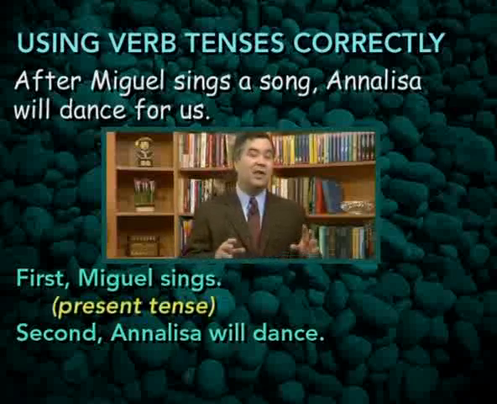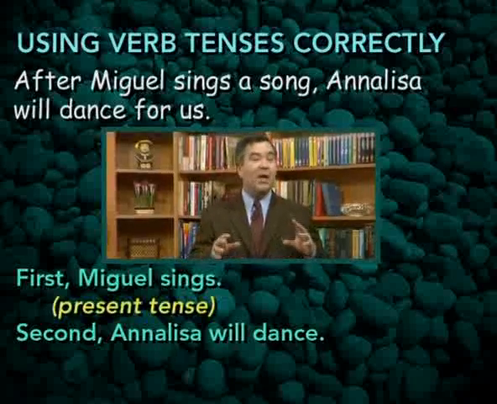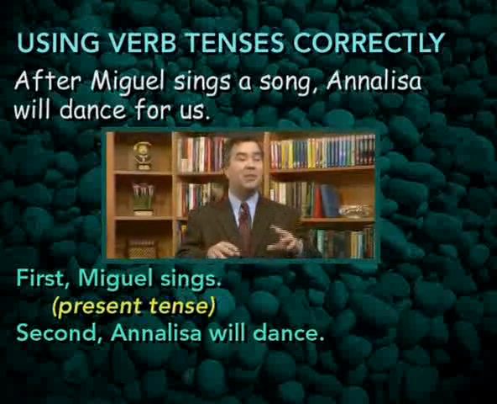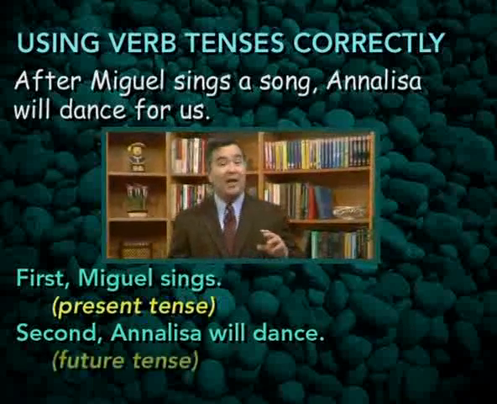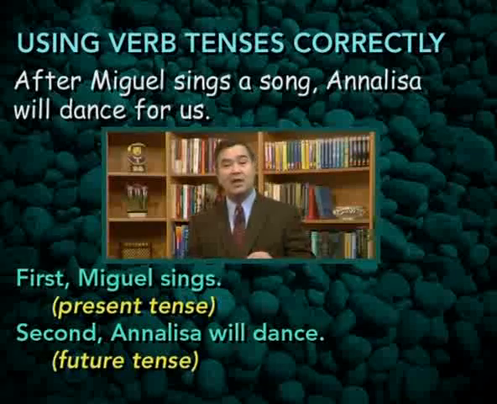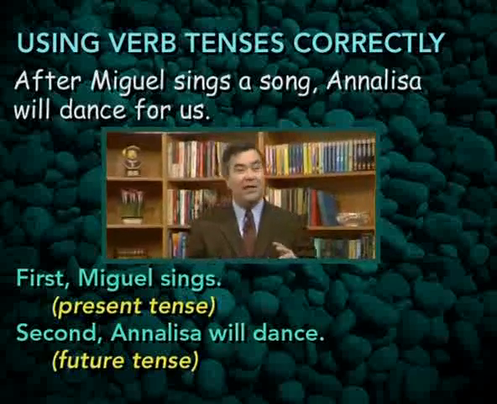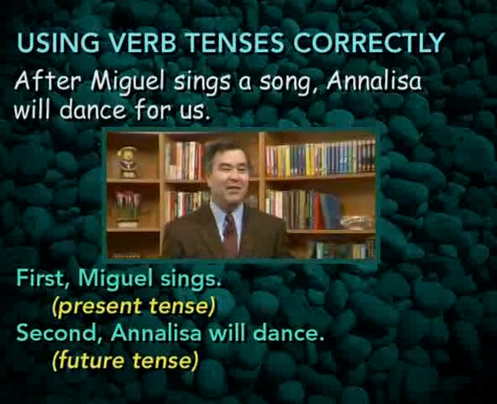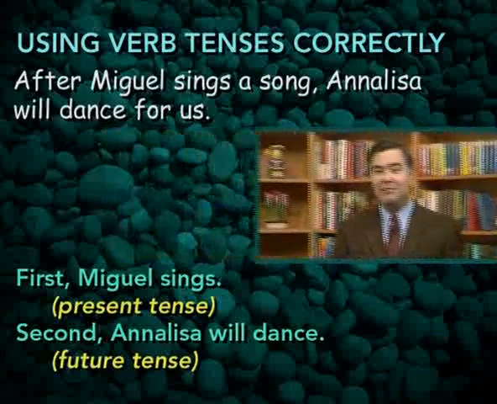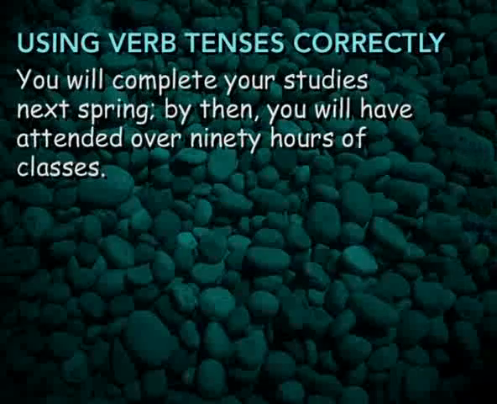Miguel sings a song is in the present tense, which tells us that Miguel is singing right now, or perhaps is just about to begin singing. Annalisa's dancing is in the future tense. Annalisa will dance. And that tells us properly that that event is happening after the singing of the song by Miguel. One more example. You will complete your studies next spring. By then, you will have attended over 90 hours of classes.